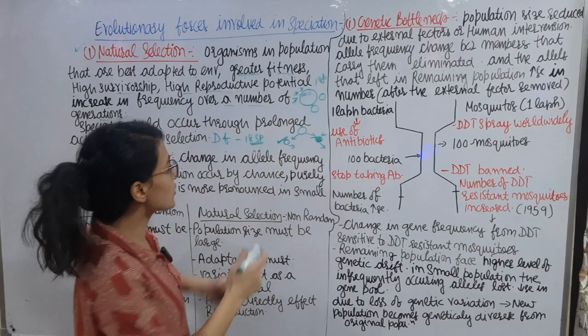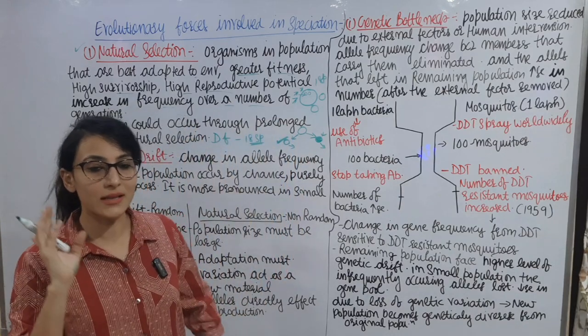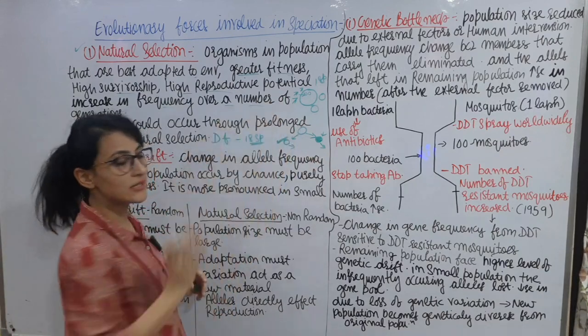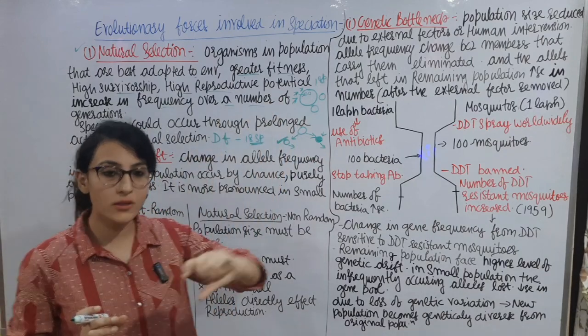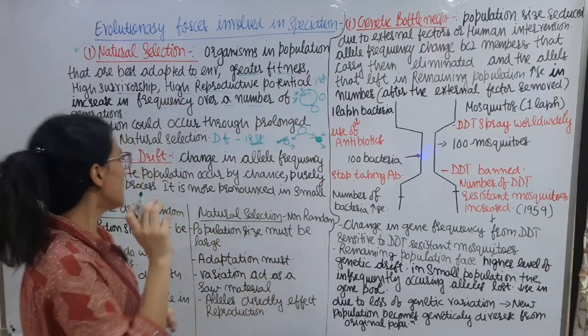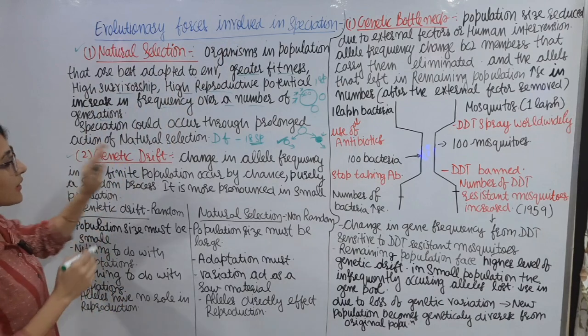So this is how natural selection always favors the individuals with greater fitness, which is called survival of the fittest. This can be one example of how natural selection occurs or favors individuals. The second force involved in speciation is called genetic drift.